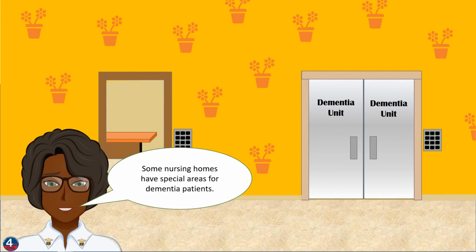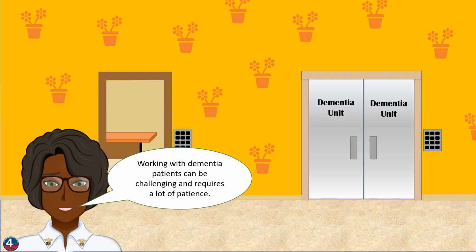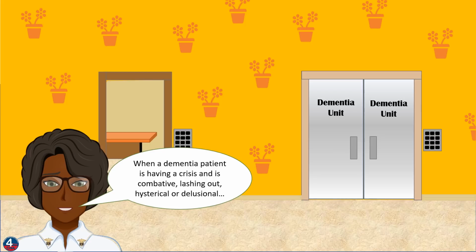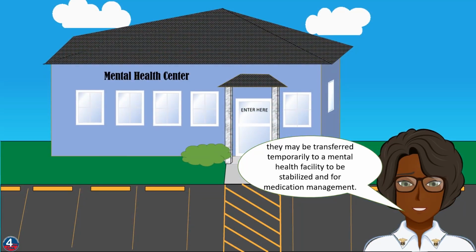Some nursing homes have special areas for dementia patients. Working with dementia patients can be challenging and requires a lot of patience. There are many forms of dementia, and each will have different characteristics and behaviors. If you're interested in this work environment, CNAs would benefit from additional training on dementia. When a dementia patient is having a crisis and is combative, lashing out, hysterical, or delusional, they may be transferred temporarily to a mental health facility to be stabilized and for medication management.